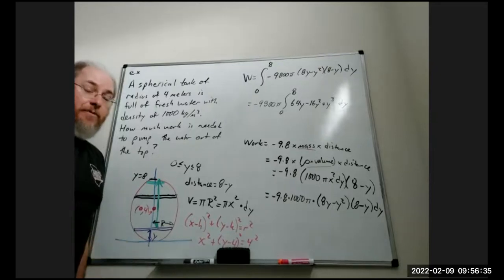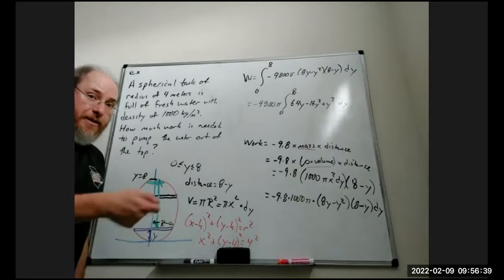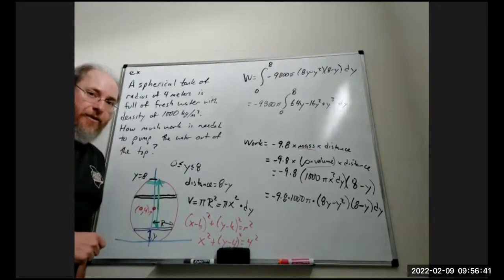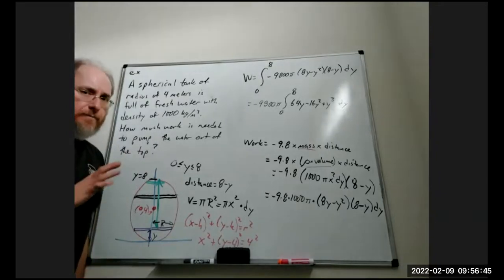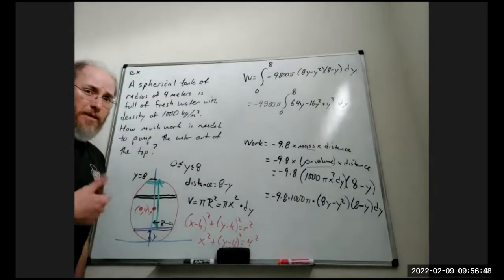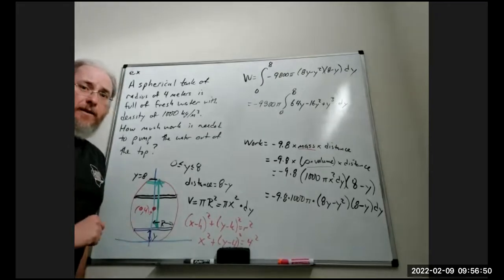Now gravity would have been doing all the work. Because all you've got to do is unplug it. If there's a little hole, then all the water is going to flow out. So use that to help you in terms of the pluses and minuses.